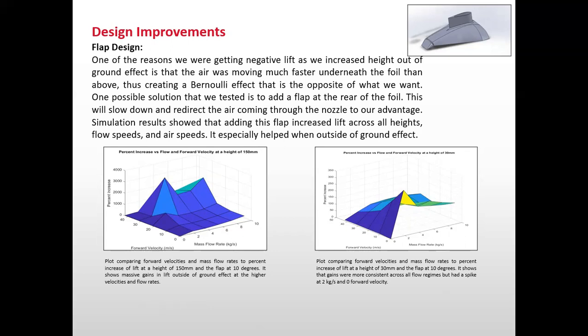The 2 plots shown represent percent increase of lift between the original results and the results obtained with the flap. When we were outside the ground effect on the left, the most increase occurred at the higher flow velocities and the higher mass flow rates. Within ground effect, the results were more consistent, but we had a spike at 2 kilograms per second and no forward velocity. This data conclusively shows that the flap would help dramatically.